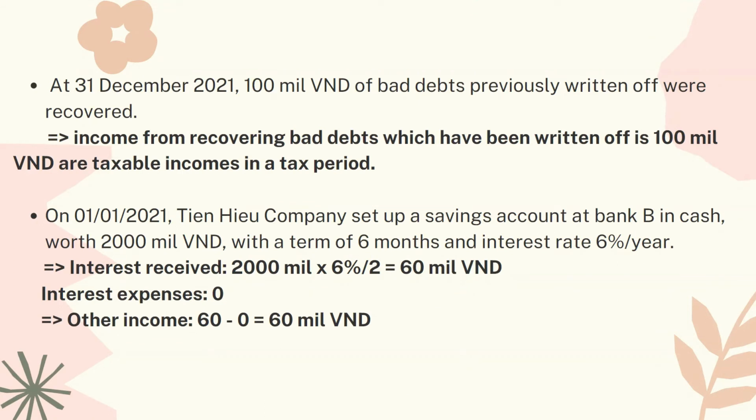And select other income of the year ended 31 December 2021. Income from the recovered bad debt which has been written off is 100 million Việt Nam đồng, taxable income in a tax period. The next one is income from deposit or loan interest, which includes the interest in deferred and installment payment, credit guarantee charge, and other charges under loan provision contracts. In this case, the income from interest receipts equals 60 million, but has no interest expense. So other income in this case is 60 million.